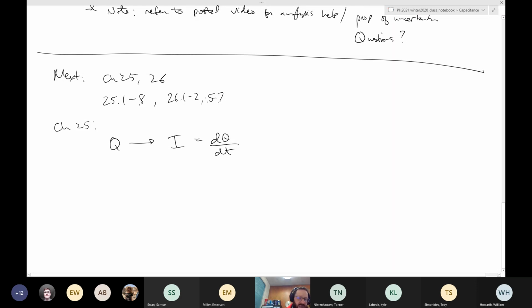And this is one of your main ingredients for looking at circuits. You need to know how currents are going to move. And the basic law that we made use of in the first lab but haven't talked about is Ohm's law. So they introduce it for you in chapter 25.